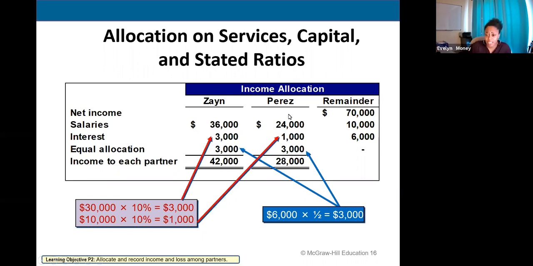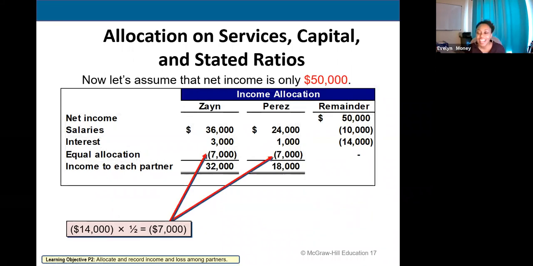We do the same thing for Perez, and we add up those 3 numbers, and that gives us our credit figure for our entry. Once we combine those 2 figures, when I add 42 to 28, I better get 70 because that's all I have to allocate. All we're doing is shifting numbers around here and determining which amount Zane should get and which amount Perez should get. So when I add the 42 and the 28, I come up with the 70,000.